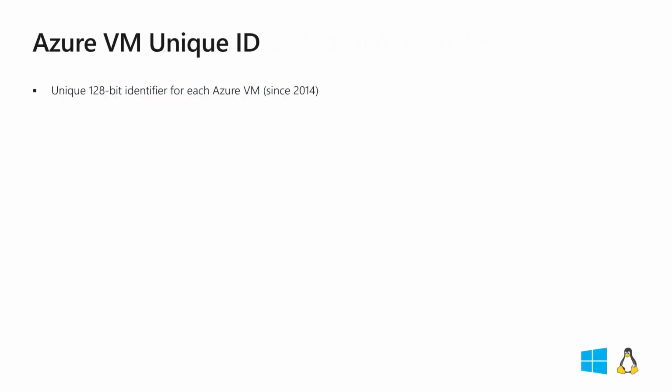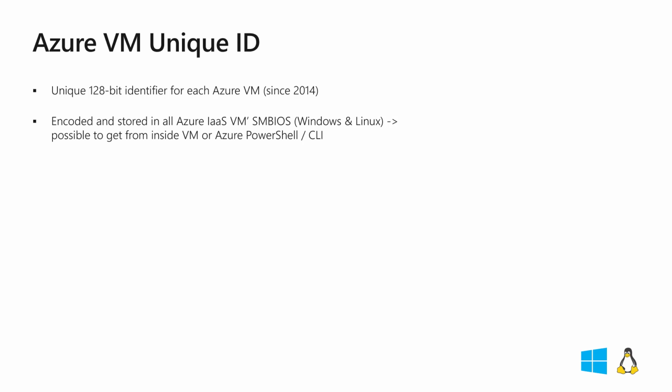Now, I mentioned the Azure VM Unique ID. So what is that? It's a unique 128-bit identifier for each Azure VM. It was introduced in 2014. It's encoded and stored in the BIOS of all Azure VMs, both on Windows and Linux. You can get it either from inside the VM, but also from outside, meaning from Azure PowerShell or Azure CLI. The typical scenarios would be identifying that a VM is running on Azure, for example for reporting or general tracking, but licensing is, of course, one big motivation, either for the operating system or for SAP.